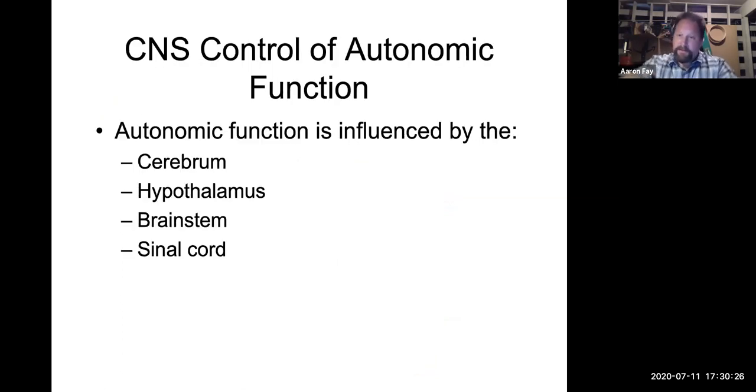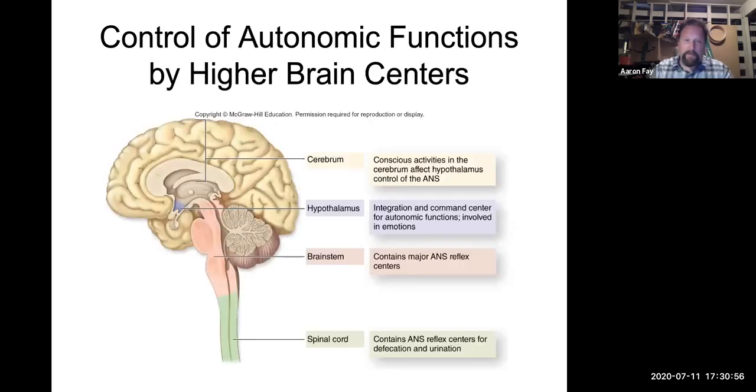All right, the last slide, we're going to take a step back and look at the big picture: CNS control of the autonomic nervous system's function. Your autonomic nervous system is influenced by your cerebrum. It's controlled by your hypothalamus, because remember in the brain, we talked about the hypothalamus. The hypothalamus is the control center for your autonomic nervous system. The brainstem was highly involved, and your spinal cord. So we look at this big picture.